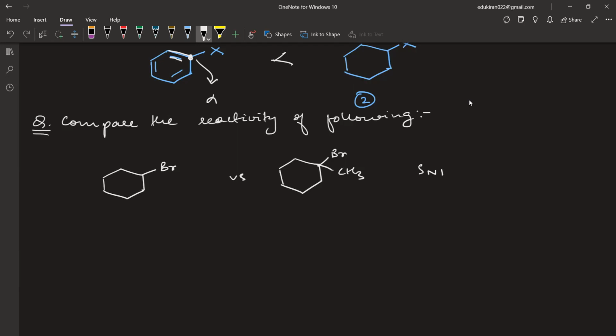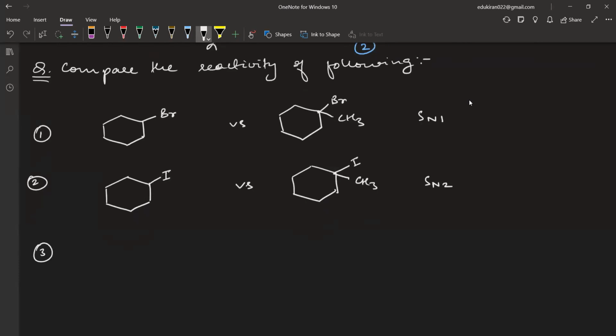Here you will compare SN1. Kiska zyada hoga isme? Here you will compare SN2, which will be higher. Here you will compare SN2. Oops, sorry. Ab ho jayega compare na SN2.